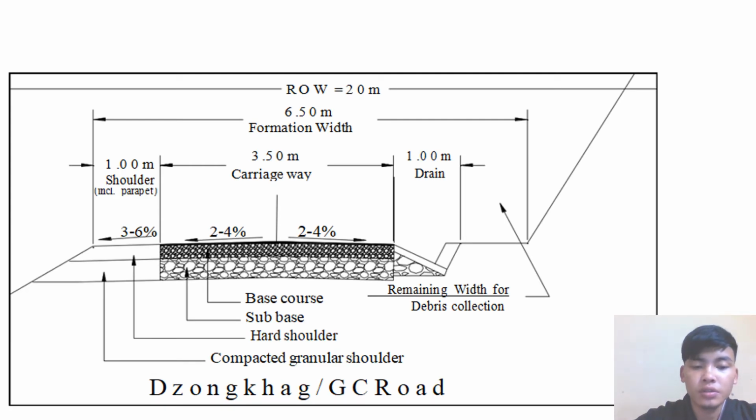This is the cross-sectional diagram of Dzongkhag Road. Dzongkhag Road connects a Dzongkhag center and integrated Dzongkhag centers, Gayok's administrative office. Connects a Dzongkhag center and a Dzongkhag center. Connects a Dungkhag center with another Dungkhag. Connects a Dzongkhag center with Gayok centers. Connects an integrated Gayok center with equal or higher classification.